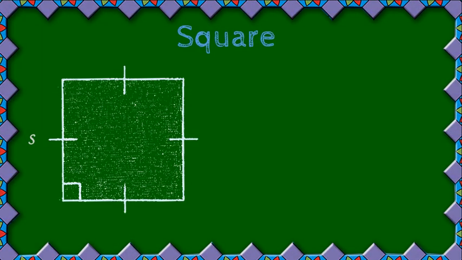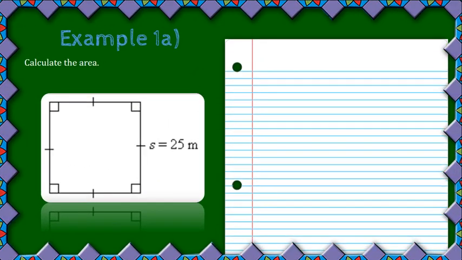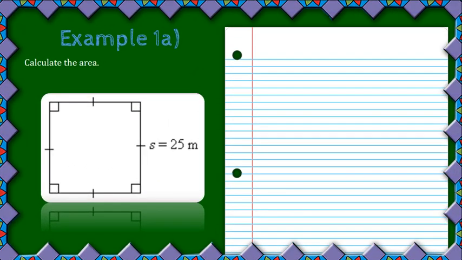We're going to start with a square. The square has 4 equal sides, and the formula for the area of a square is area is equal to side times side, or in short, we can say that the area is equal to side squared.